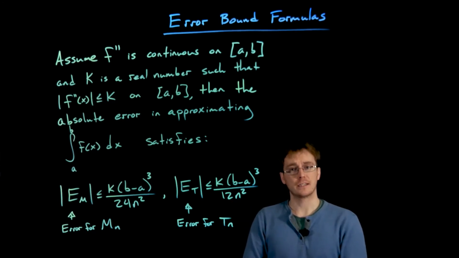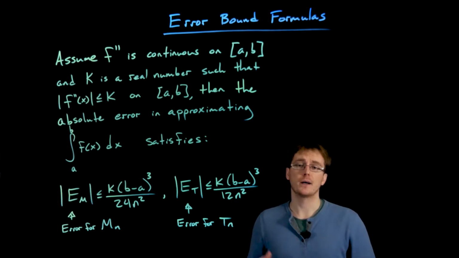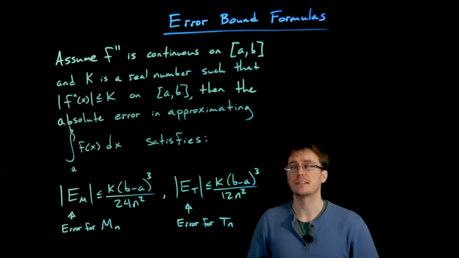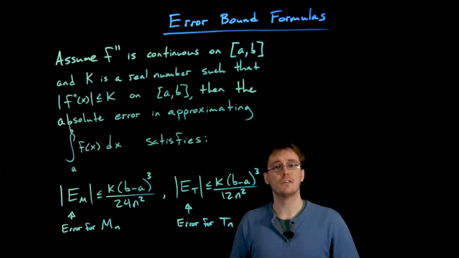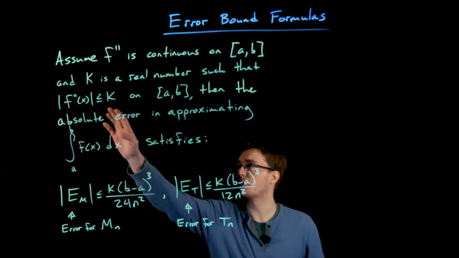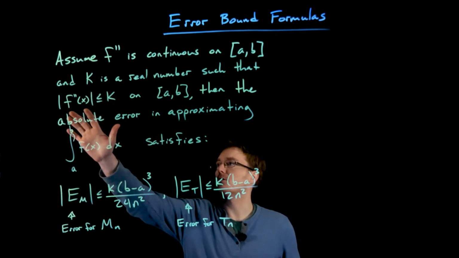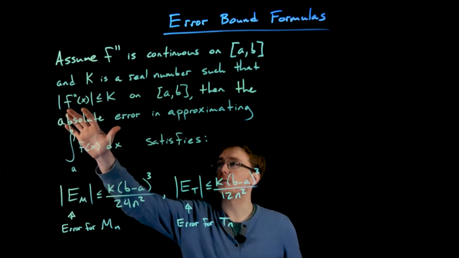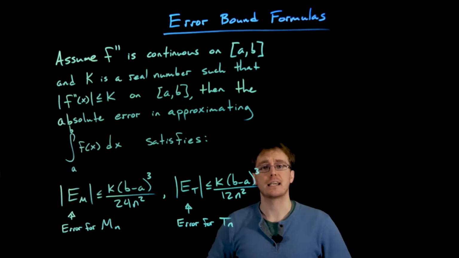There are a couple tricky things we have to watch out for when we are using these formulas or inequalities. So let's go ahead and see exactly what those tricky things are. So in this setup, we assume that the second derivative of the function in our integral is continuous on our interval of interest from a to b. This is the tricky part. There's going to be some number k such that the absolute value of our second derivative of our function is always less than or equal to this number k on our interval of interest.